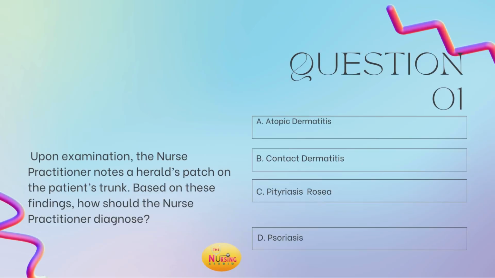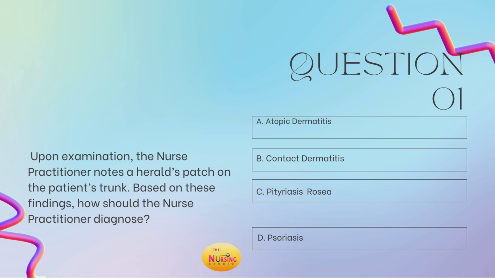All right, question number one states, upon examination, the nurse practitioner notes a Harold's patch on the patient's trunk. Based on these findings, how should the nurse practitioner diagnose? Is it A, atopic dermatitis, B, contact dermatitis, C, pityriasis rosea, or D, psoriasis?